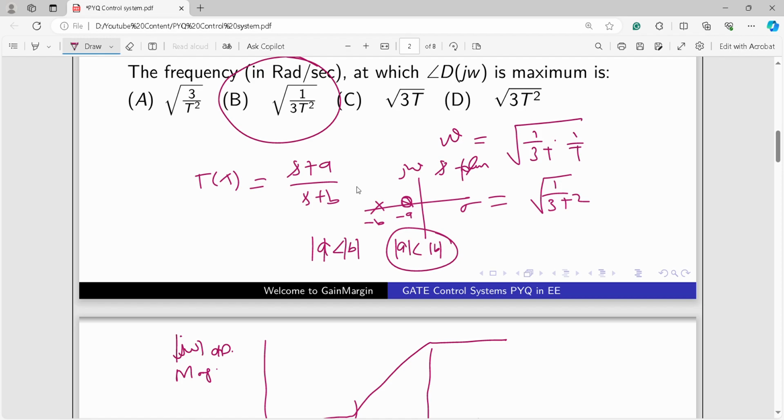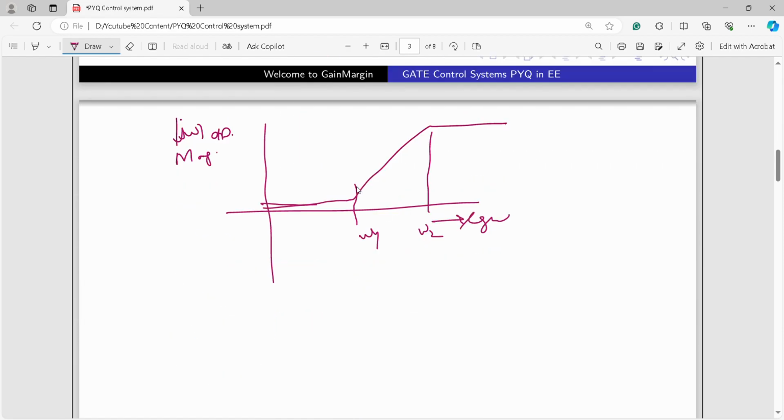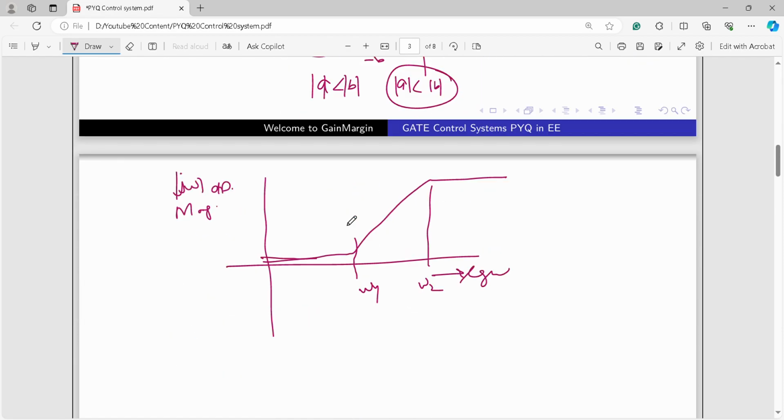Like s plus a, this is my numerator polynomial, so this root is called the zero, and s plus b is the denominator polynomial, so this root is known as the pole in a transfer function in control system theory.